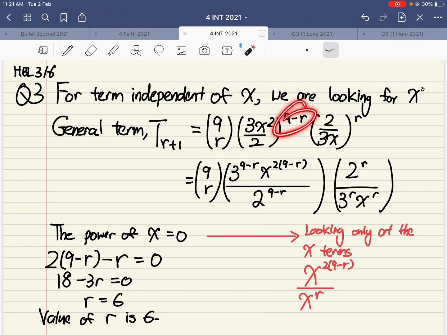I put 9 minus r. And the b term, 2 over 3x to the power of r. Okay, let me just do some simple expansion here. So if I expand this bracket over here, the 9 minus r, if you put a bracket, so 9 minus r is applied to the 3. The 9 minus r is applied to the x squared.